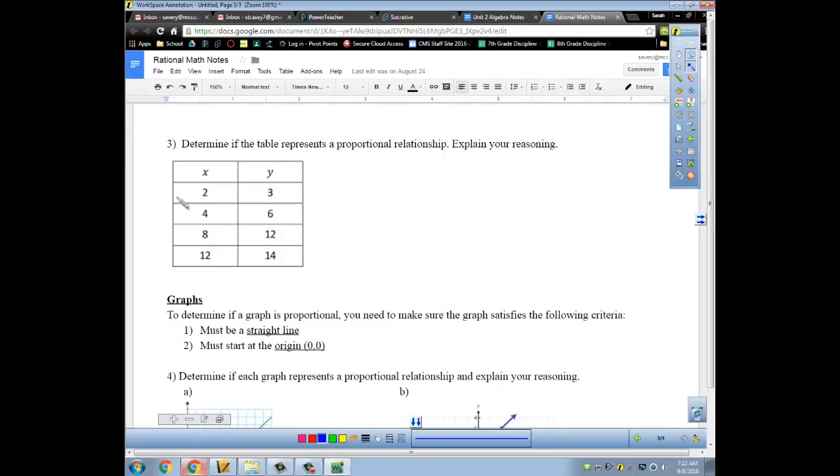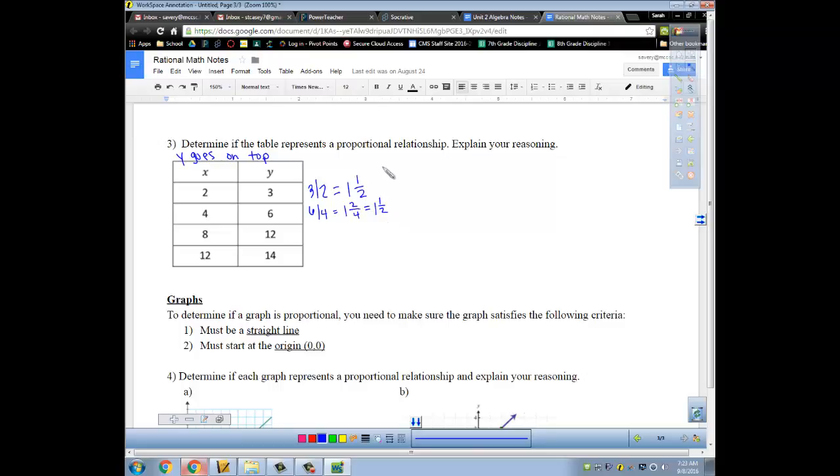So when we have it this way, y always goes on top. That has to do with something that we'll talk about in another chapter called slope, but y will always be on top. So here we have 3 divided by 2. 2 goes into 3 once with the remainder of 1 over 2, so that's 1.5. Then I have 6 over 4. 4 goes into 6 once with the remainder of 2, and that can be reduced to 1.5.